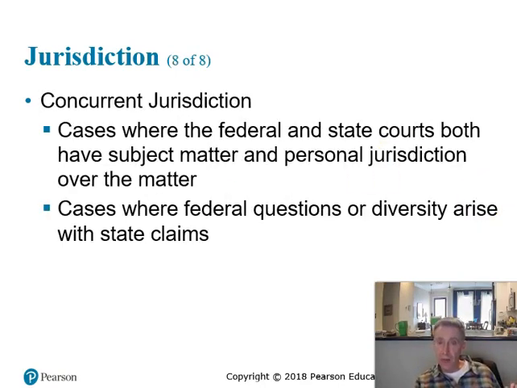Concurrent jurisdiction usually means cases where the federal and state courts both have subject matter and personal jurisdiction over the matter. Cases where federal questions or diversity arise with state claims. So in order for something to go to the federal court, there has to be diversity of the people who are part of the lawsuit. One party lives in one state, the other party lives in a different state, but they might be suing over a state issue.